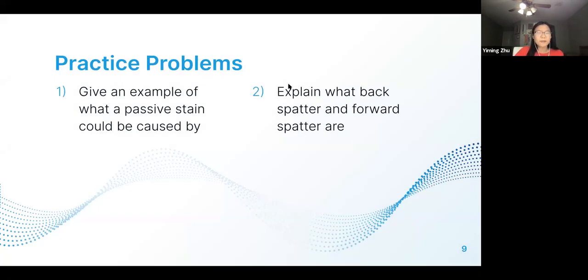Okay, now we have some more practice problems. Number 1, give an example of what a passive stain could be caused by, and number 2, explain what a back spatter and forward spatter are.